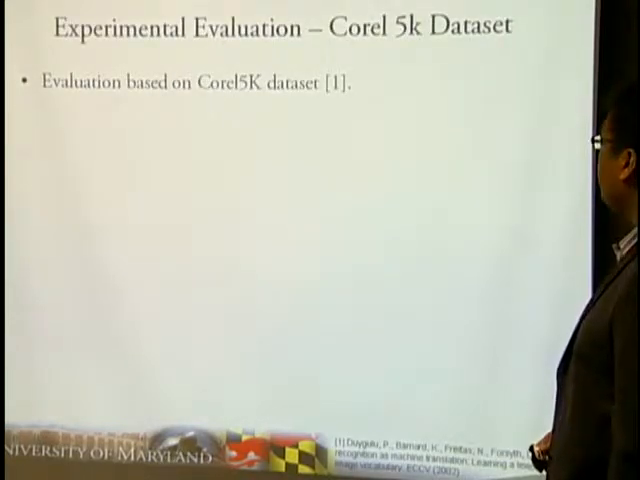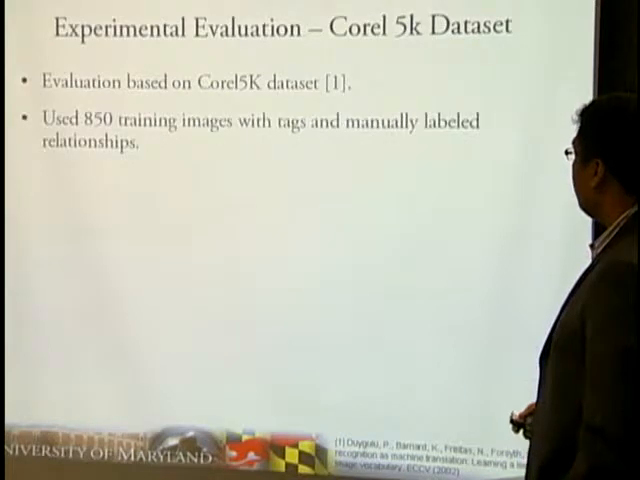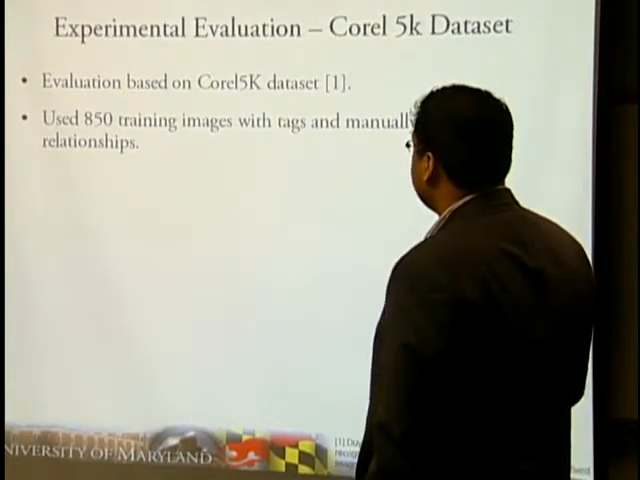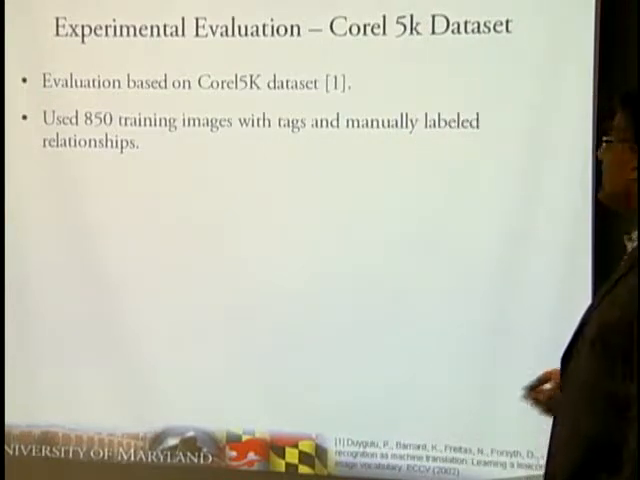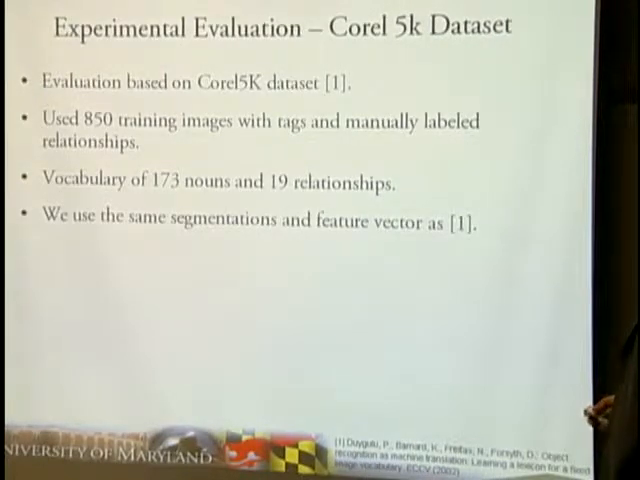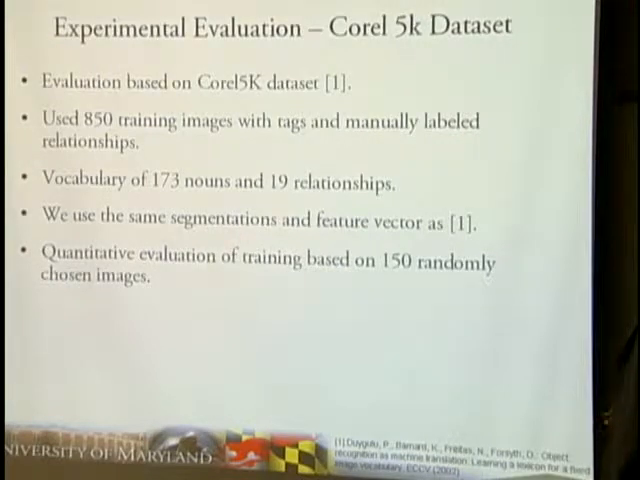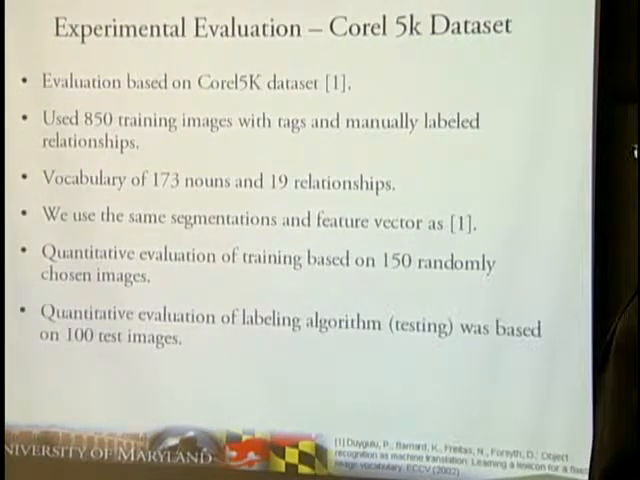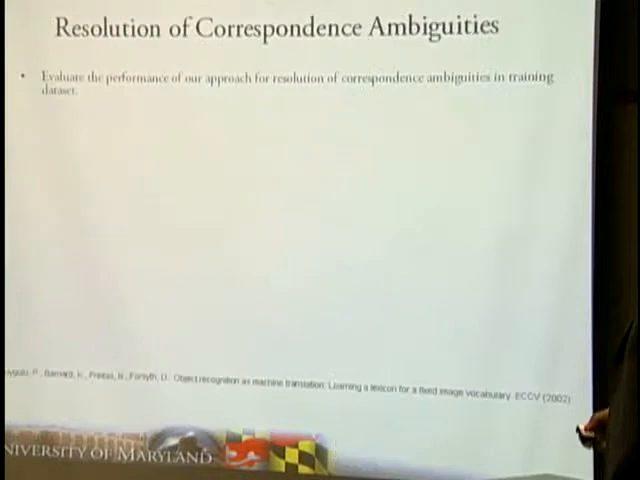So for experimental evaluation, we used the Corel 5K dataset. We used 850 training images. Now the tags or the list of nouns are provided by the Corel dataset itself, and we manually labeled some of the relationships between these tags. Our vocabulary consists of 173 nouns and 19 relationships. We use the same segmentation and feature vector as used in the ECCV 2002 approach of Duygulu et al. Our quantitative evaluation of training is based on 150 randomly chosen training images out of these 850 images, and our quantitative evaluation of testing is based on 100 test images.